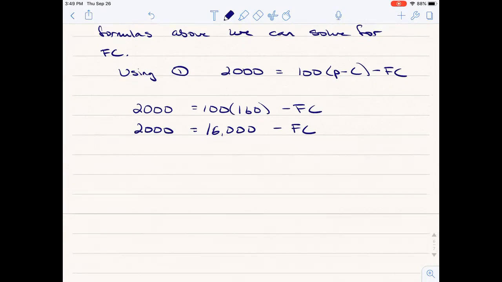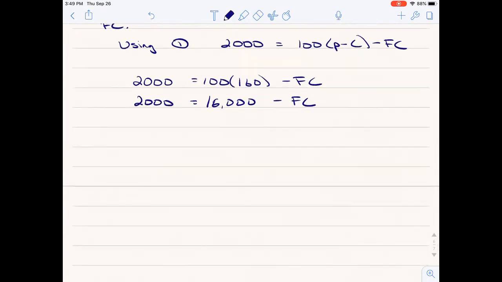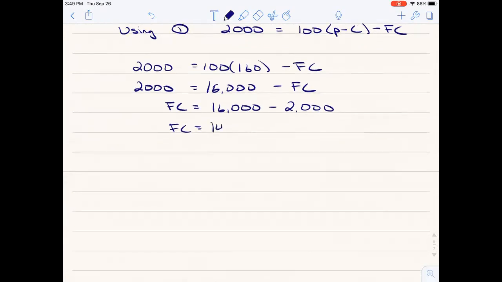Solving for the fixed costs, right? We can move the fixed cost over to the left-hand side and move the 2,000 over to the right-hand side, and so we get the fixed cost is 16,000 minus 2,000. So our fixed costs must be 14,000. Wowza.